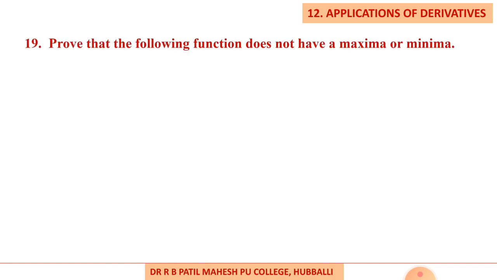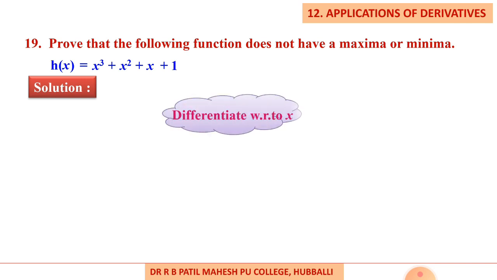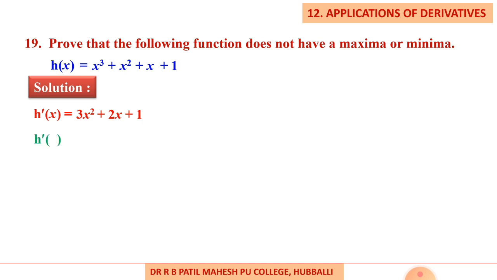Next, example number 19. Prove that the following function does not have a maxima or minima. That is h of x equal to x cube plus x square plus x plus 1. So in this one, first differentiate with respect to x. We get h dash of x equal to 3x square plus 2x plus 1. Then find out the critical points.